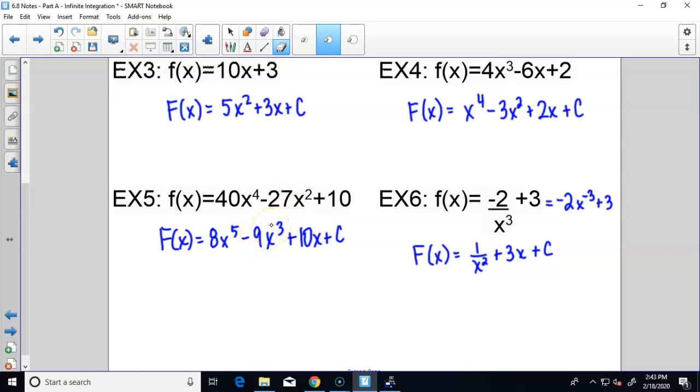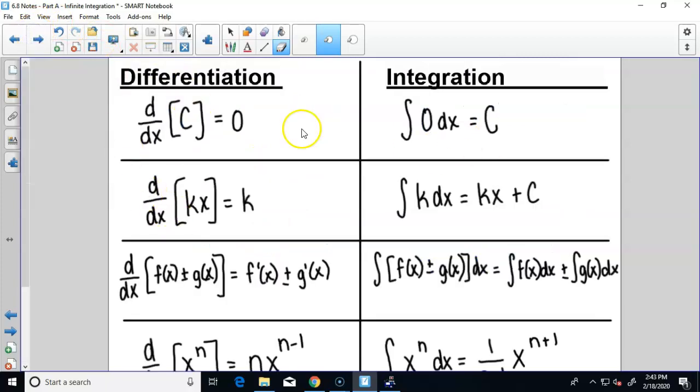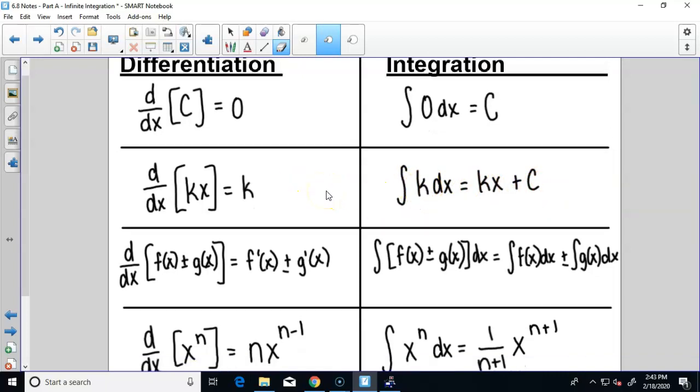So on the next slide there, we've got some rules. And they are directly related to differentiation rules we already know. So if we take the derivative of c, we get 0. Well, if we take the integral of 0, we get c, because they're inverses of each other, right? If we take the derivative of k times x, where k is some sort of constant here, we get k. If we take the integral of k dx, we get k times x plus c. So this k here is a constant term.